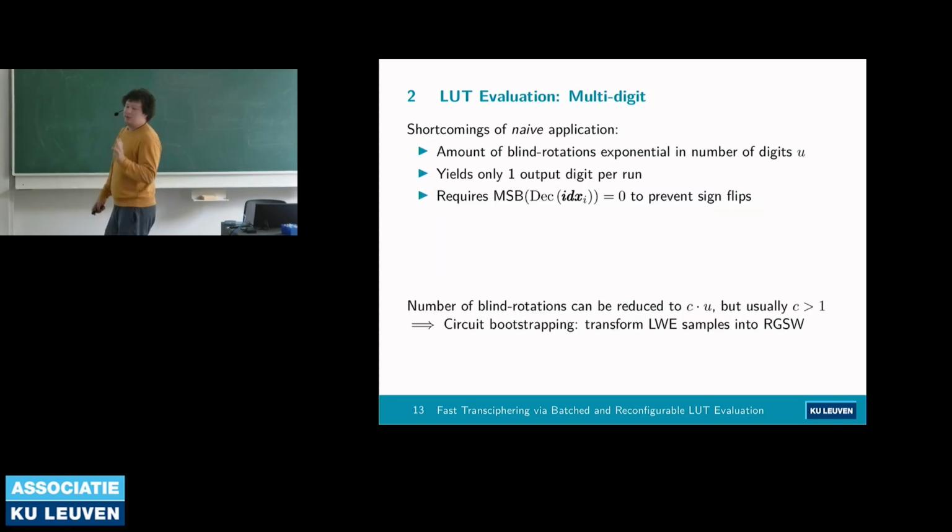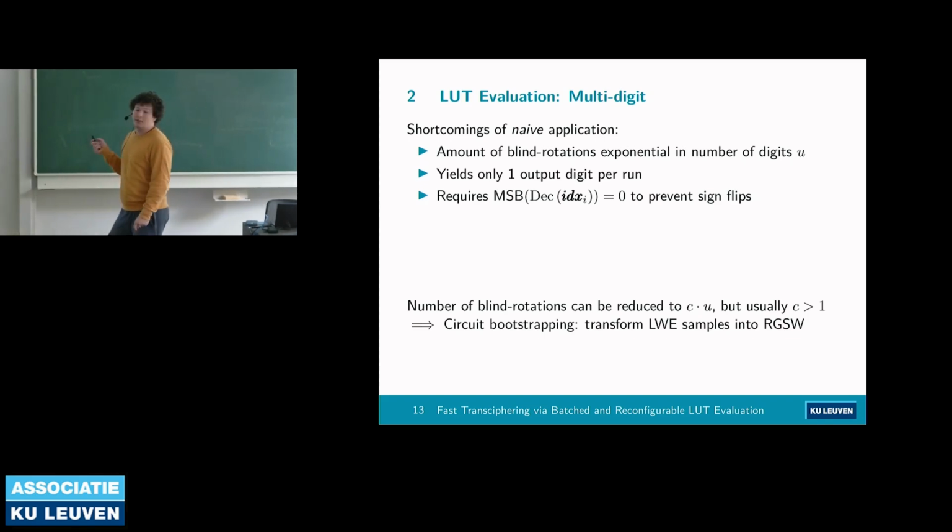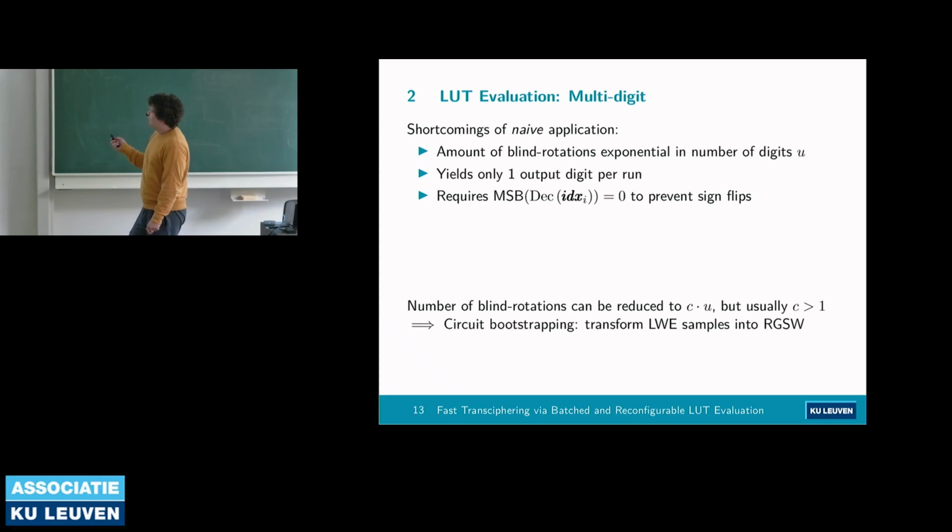All right, this method is nice and quite elegant, but it has some problems. For one, without additional modifications, it's fairly easy to see that the amount of blind rotations will be exponential in the number of digits. And since this blind rotation operation is the bottleneck in these schemes, it's going to be extremely slow. Another issue is that we need to repeat this procedure for every output digit. So again, this will cause things to be slower. And this most significant requirement is also somewhat awkward or bothersome.